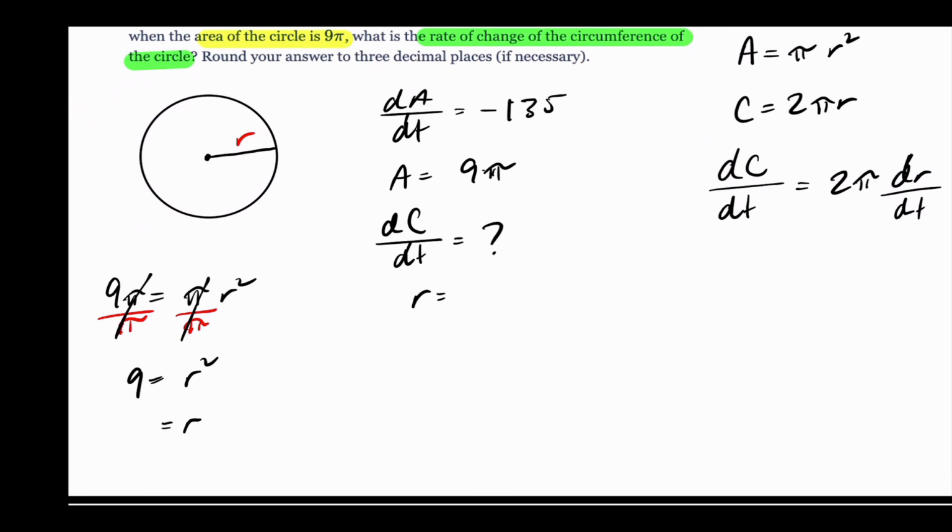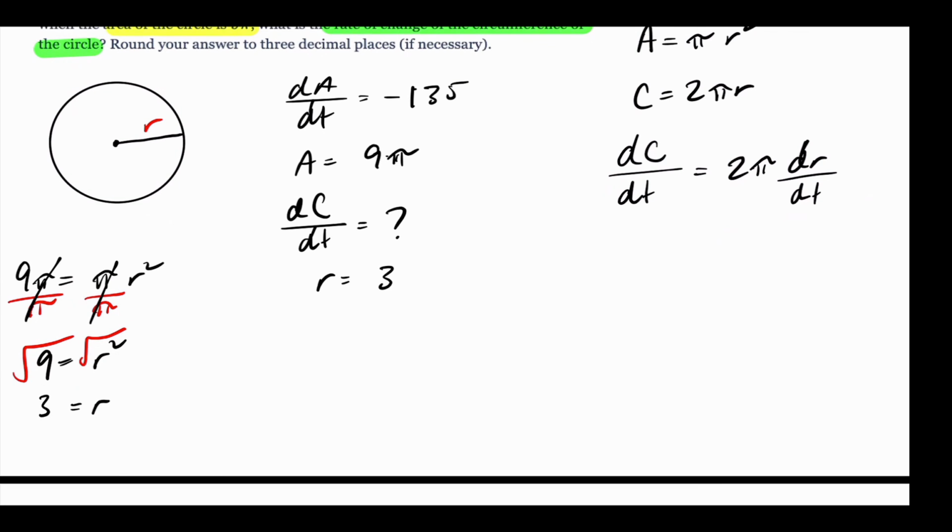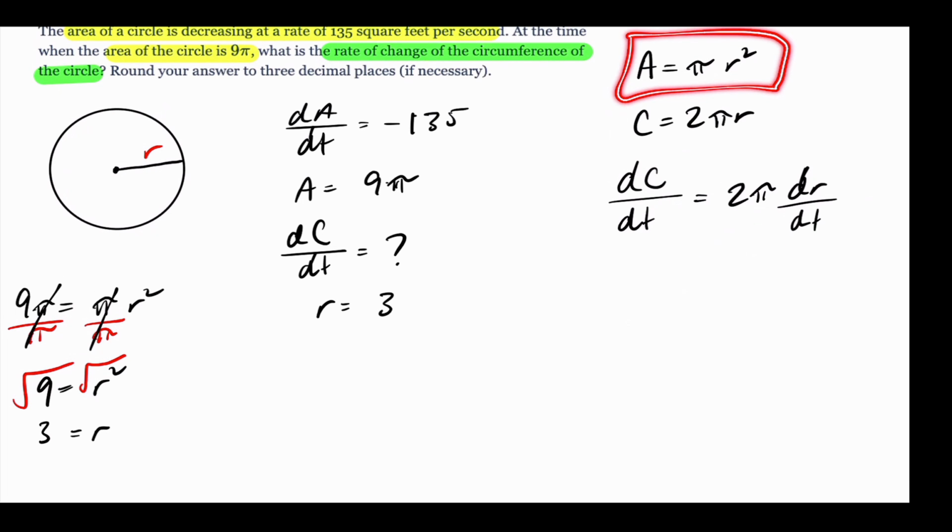What's radius going to be equal to? 3. Radius has to be positive. The rate could be negative, but radius always has to be positive. Okay, so I got radius. How do I find dr/dt? Treat this guy as your equation. Even though that guy's not going to give me my answer, I'm going to derive this guy right here. That'll tell me dr/dt.